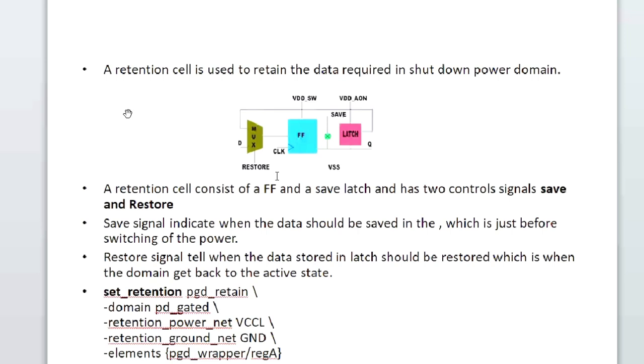It is placed near the off domain. The signal is fetched and saved in the latch. This is how the retention cell works. The basic work of a retention cell is to save the data before the power loss and restore it to the other domain.